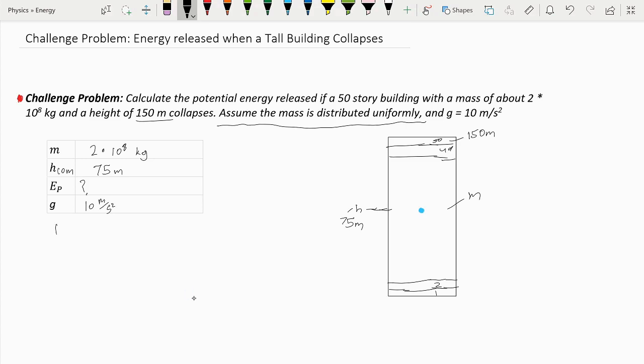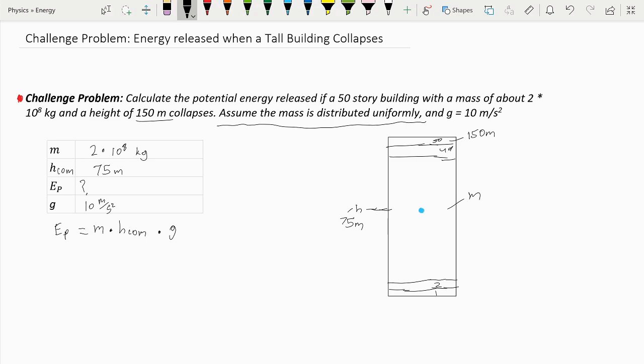that would be EP is equal to the mass times the height, in this case from the center of mass, times the gravity.